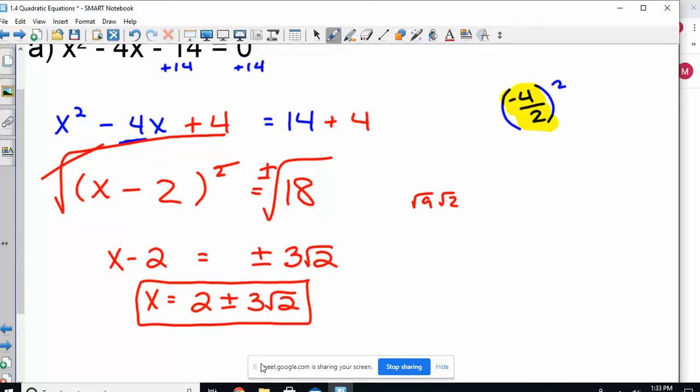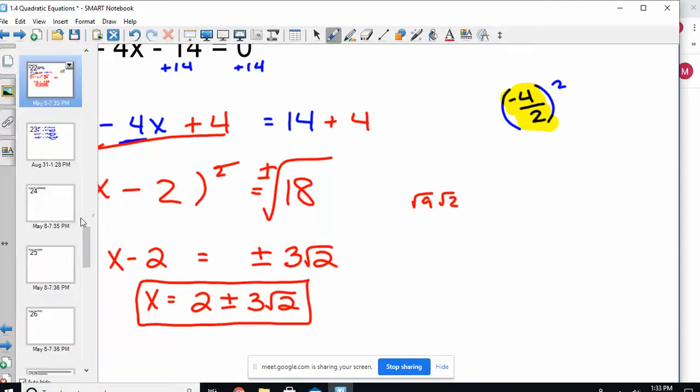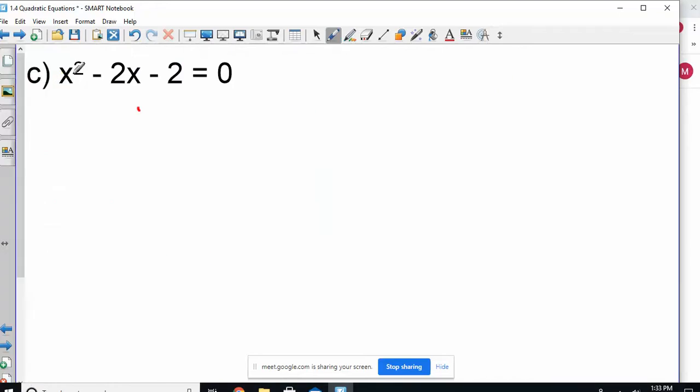Let's try a couple more. I think I'm going to change my order here a bit. Let's do this one next.